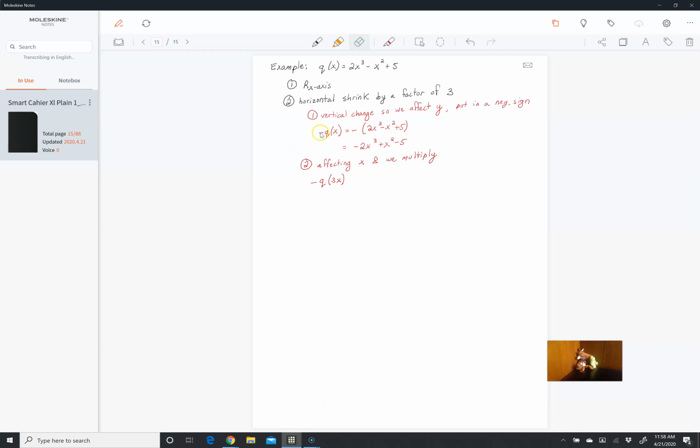What does this mean? The negative we already did, right? We don't have to worry about it again. All we have to do is say, okay, well, I'm horizontally shrinking by a factor of 3. That tells me replace every x with a 3x. So this becomes negative 2, every x becomes 3x. And that's it. And you don't have to simplify unless somebody tells you to. Okay? And if we simplify, this is your answer if you don't have to simplify.